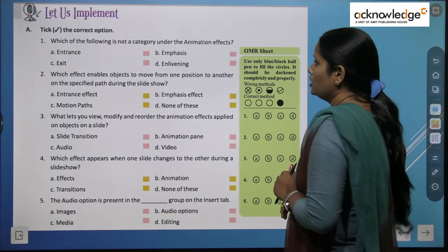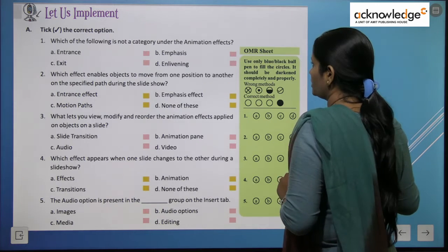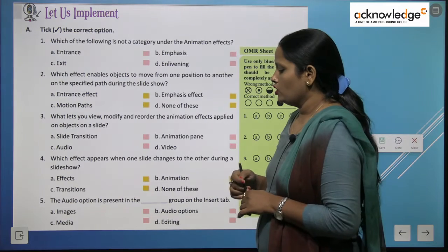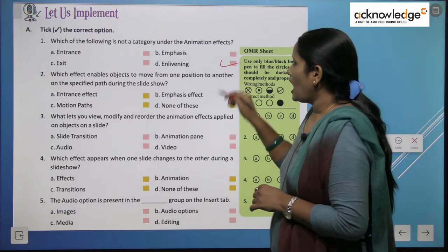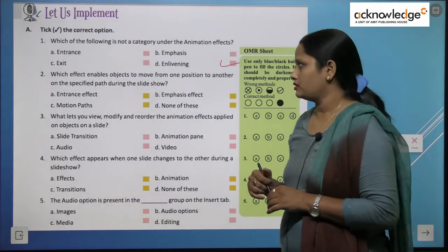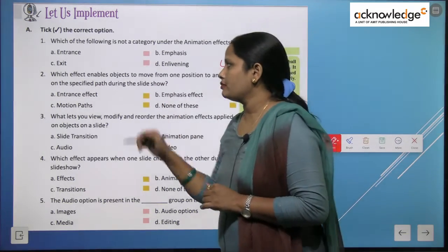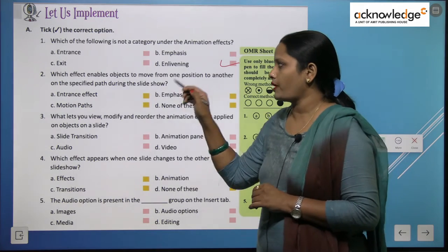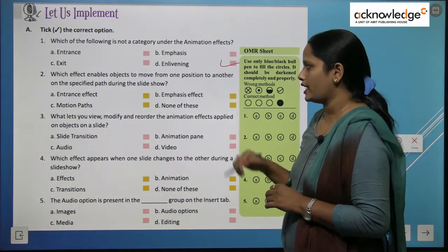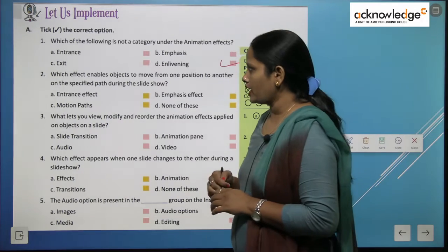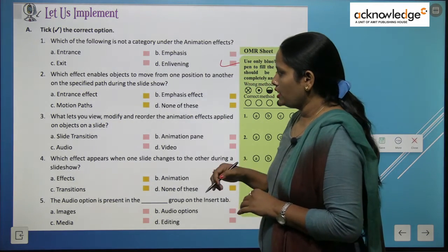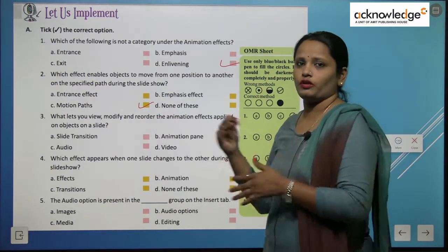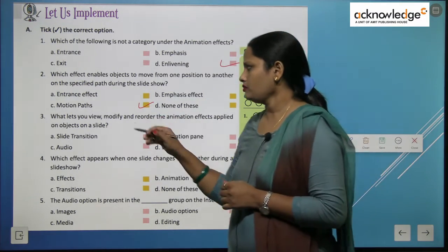First question is, which of the following is not a category under the animations effect? So the answer is unleavening. Which effect enables objects to move from one position to another on a specified path during the slideshow? So what is the correct answer? Yes, motion paths enables to move from one position to another.